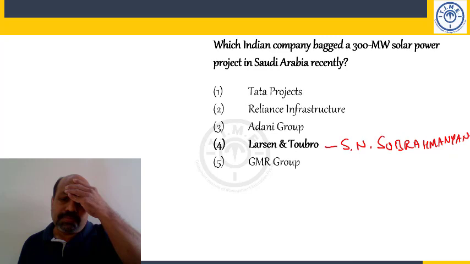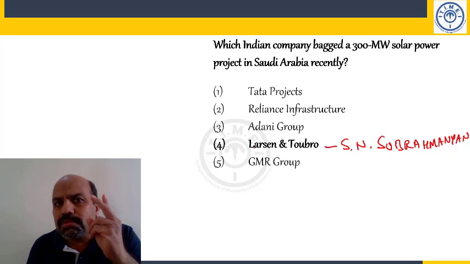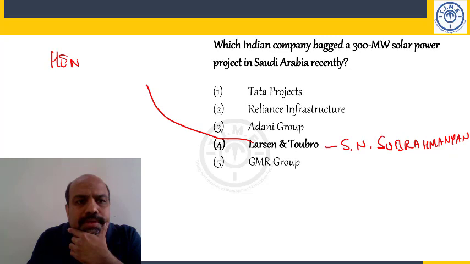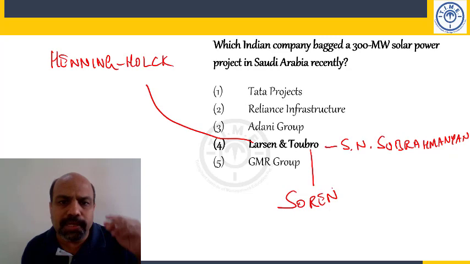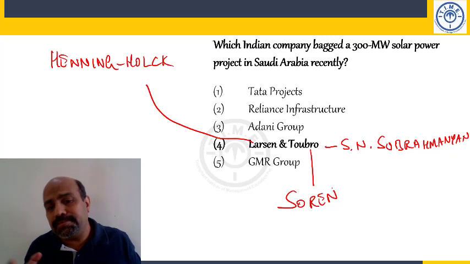This name comes from two Danish engineers. Danish means Denmark guys. Henning Hojlund Larsen and Soren Tubro. Two friends started this company. It's India's largest engineering company.